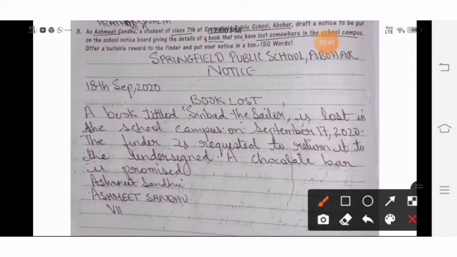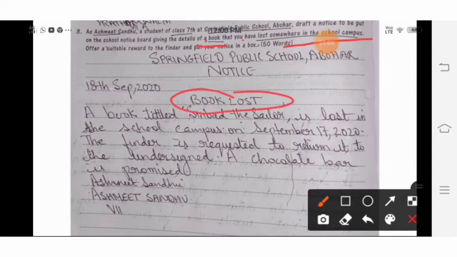Then after that, what you have lost, you have lost a book. Where? In the school campus, right? So now start writing. Name of the school is given. Write down the name of the school. Notice, date, thing which is lost, book lost.